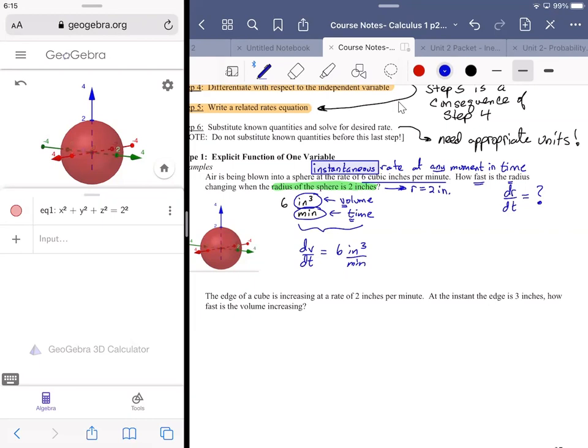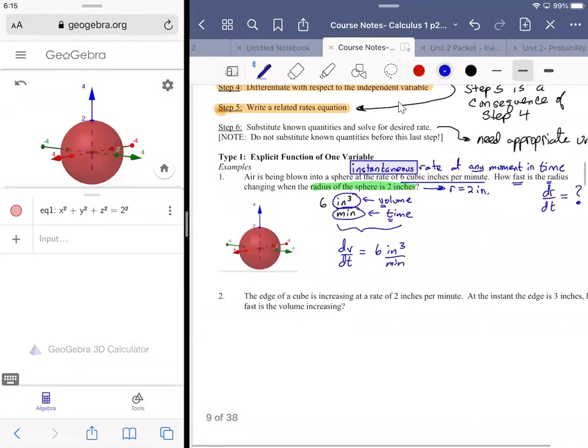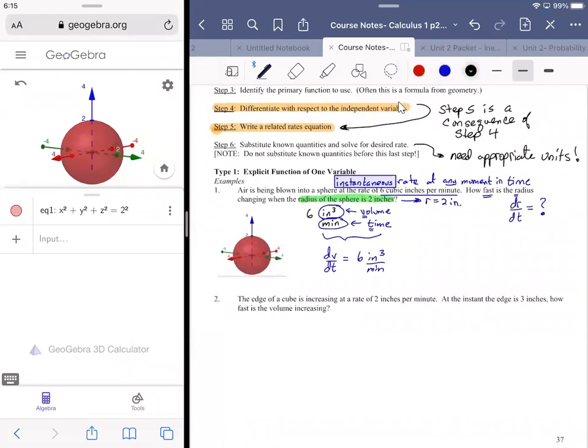But what's happening here is you have airflow. So you have a source of airflow that's being projected into the sphere in some capacity. And what that's going to do is increase the radius of the sphere. It'll also increase the diameter of the sphere, and in turn, increase the volume of the sphere.